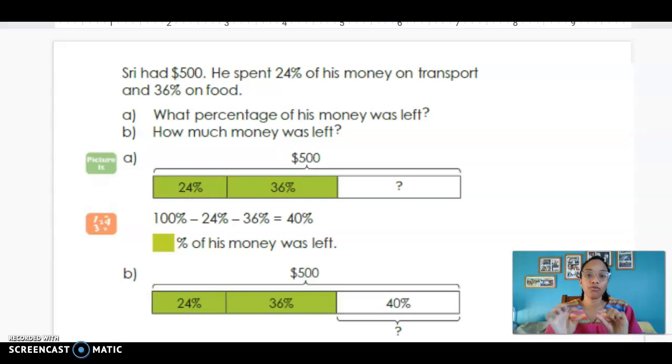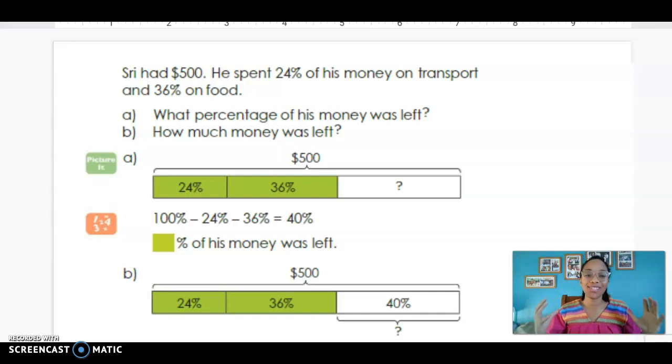Look at our bar model for problem A. In that bar model, we've established that the total countable quantity is $500. And that countable quantity is divided into 3 parts. The amount of money for transport, the amount of money for food, and the rest of the money. We are looking for the percentage of that money that was left. That's why we have a question mark inside the box.